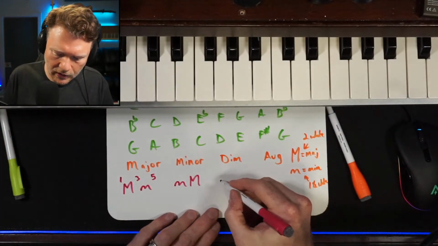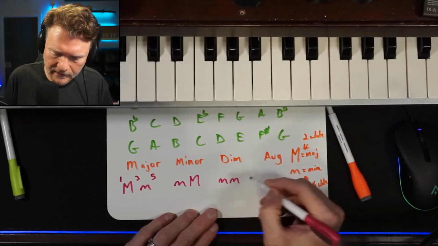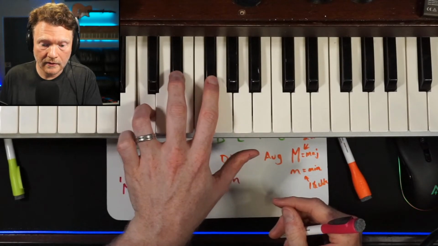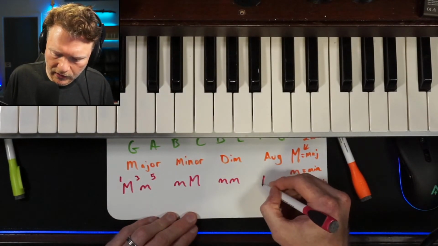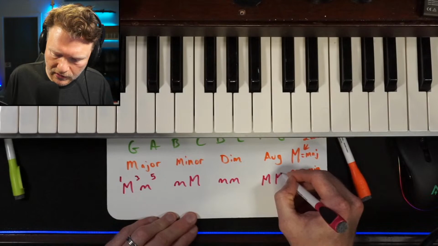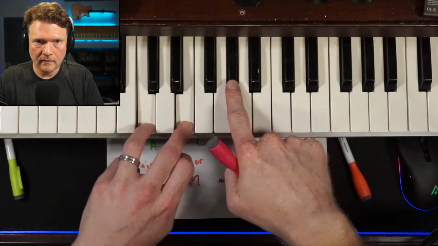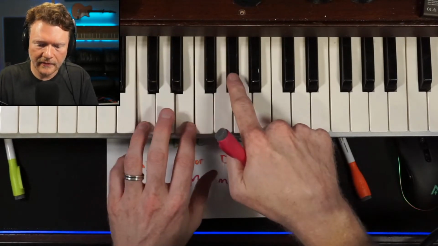And then a diminished chord is 2 minor thirds. So we'd have our, okay. And then our augmented chord is, you guessed it, 2 major thirds. Kind of want that to resolve there.